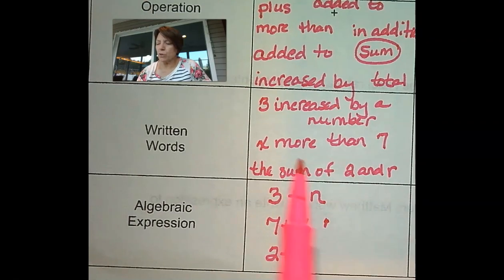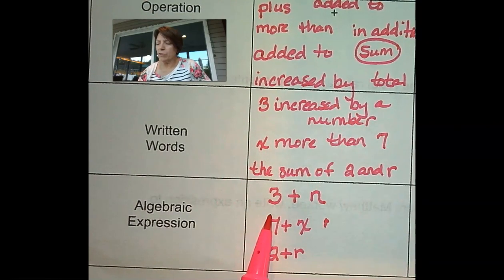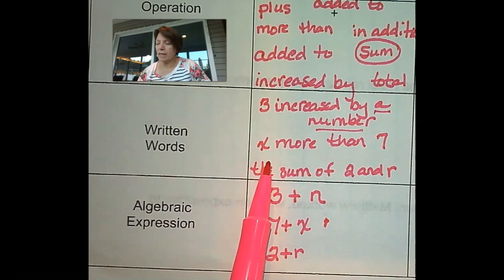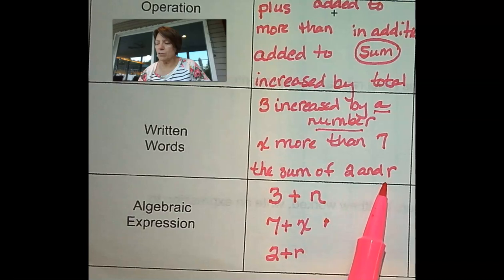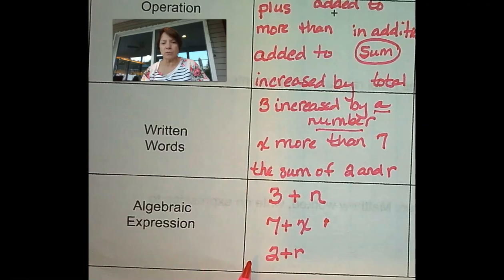Okay, so here's how this works. I might have a phrase like this: 3 increased by a number, and I would translate that to 3 plus n. When it says a number, that means I can use any variable that I want. X more than 7, start with 7 and add x. The sum of 2 and r. The sum is an addition problem, 2 and r. So here are some example phrases and then their translations.